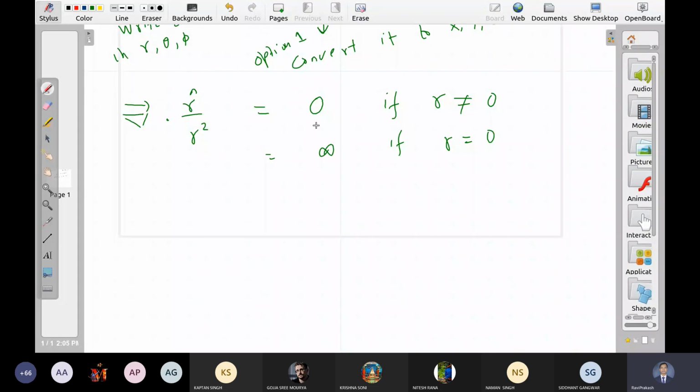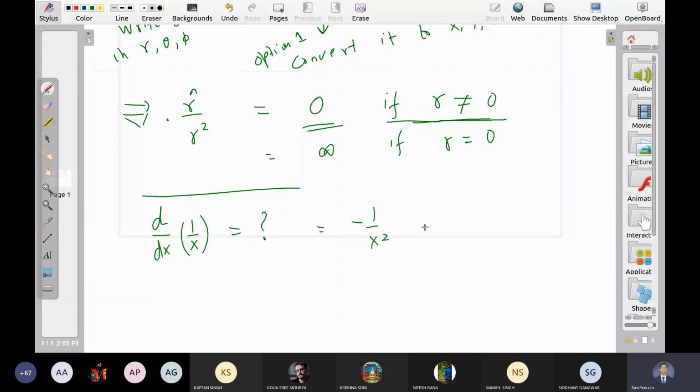So I think all of you have got 0. But this 0 comes with the restriction that r is not equal to 0. And how do we get this restriction here? This restriction is there when you take derivative. Let me consider a simple case. The answer is minus 1 by x square. But this is not the complete answer. There is a restriction here. And why do we have this restriction?